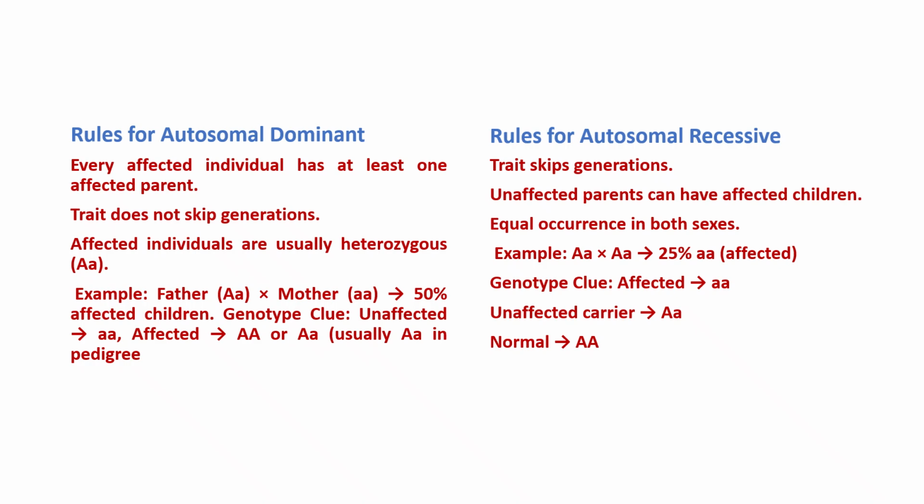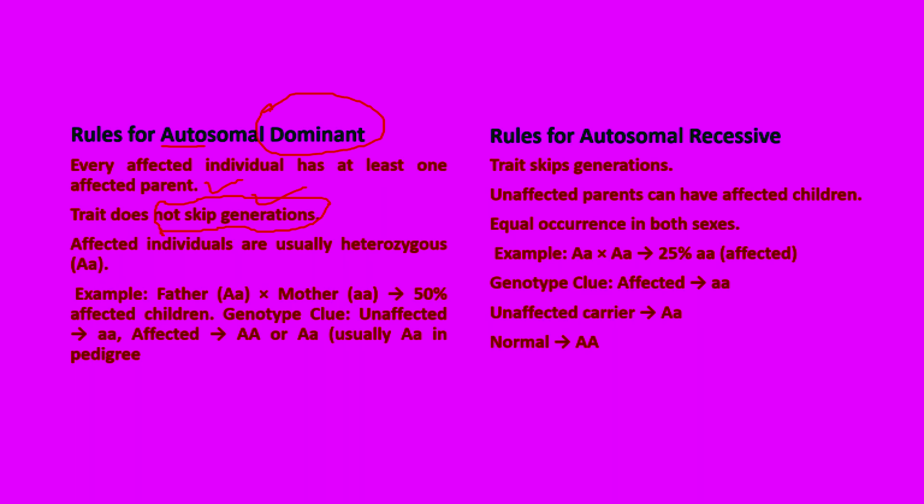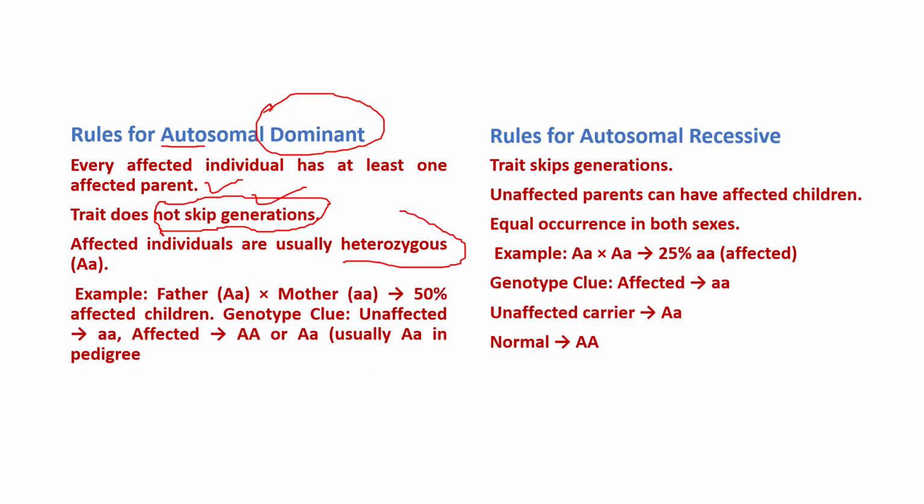Now, what are the rules for identifying the autosomal dominant? Here, every affected individual will have at least one affected parent. So in the autosomal dominant, please make a note, every affected individual has at least one affected parent. The trait will not skip a generation. As we discussed in the last session, affected individuals usually will be in the heterozygous condition.